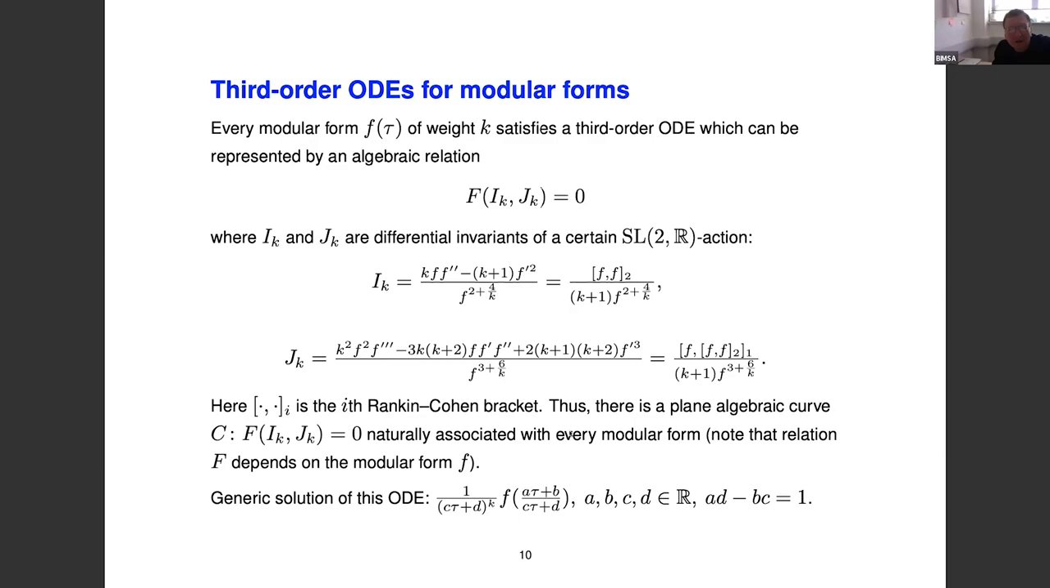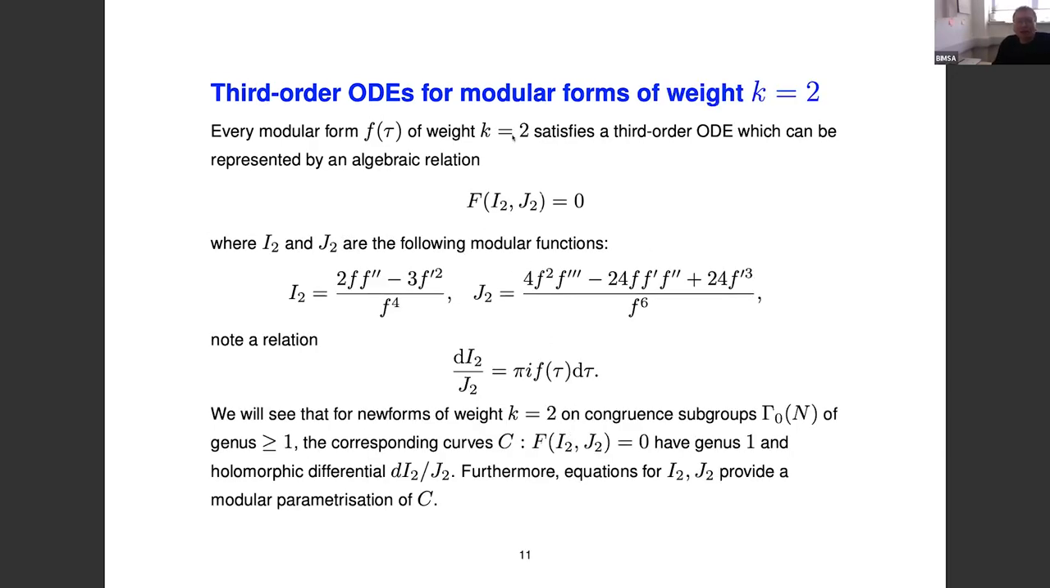So the next slide is about weight 2. So suppose now that k is 2. Then we have I2 and J2. I wrote here the expressions from the previous page when k is 2. So I2 is this, J2 is this. And you see here, both top and bottom in both expressions are modular forms themselves. So when you divide them, you get a modular function. It's well known, it's a result of Hurwitz, that two meromorphic functions on a Riemann surface are algebraically dependent. This is where this relation comes from.